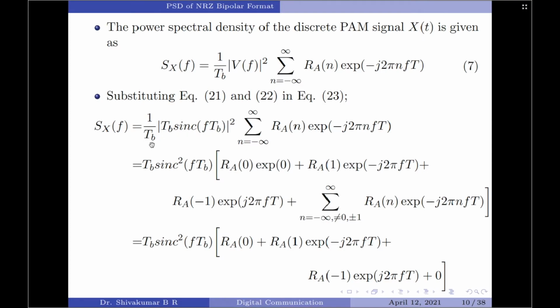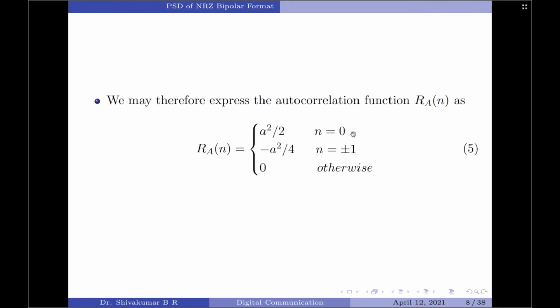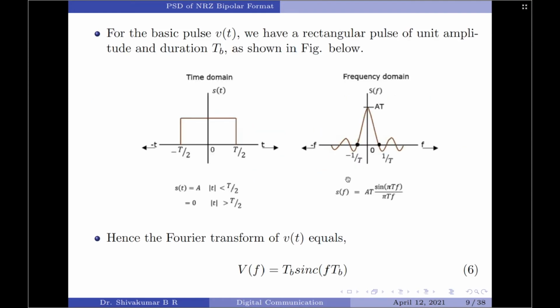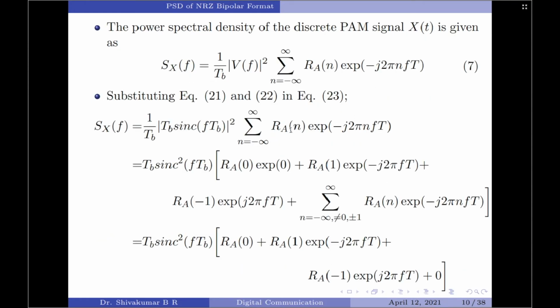We already have a Tb here, and there is a Tb square, so they cancel to produce 1 Tb followed by sinc square f Tb. Now let us come to the autocorrelation function. Since we have autocorrelation computed for 4 values, please note 0, plus 1, minus 1, and lastly n greater than 1. So we have to now split this part into 4 parts.